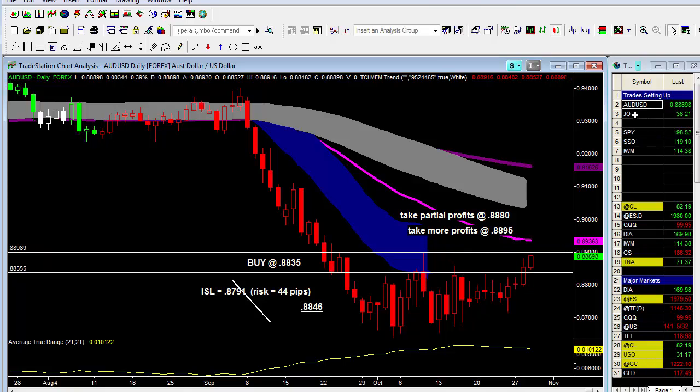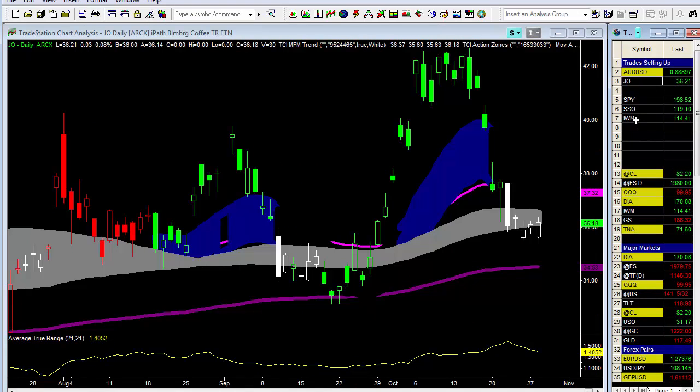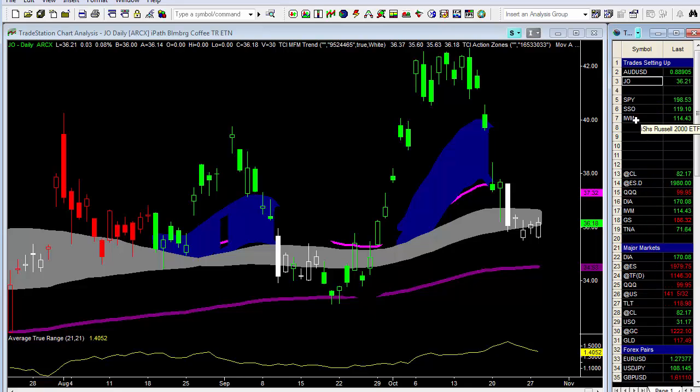One more trade that's setting up for today I want to shout out to you here is JO, the ETF of coffee, Bloomberg's coffee ETF. Okay? As you can see, this market's pulled back quite a bit from these highs. Right? We've had a couple of gaps. Gap lower, we've moved lower. Had a big sell-off on this day here.